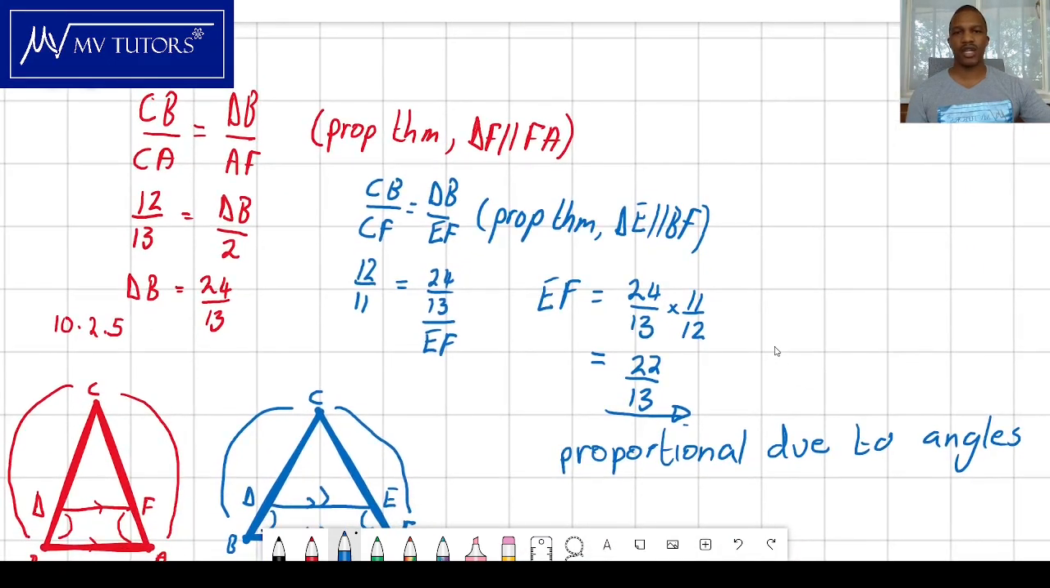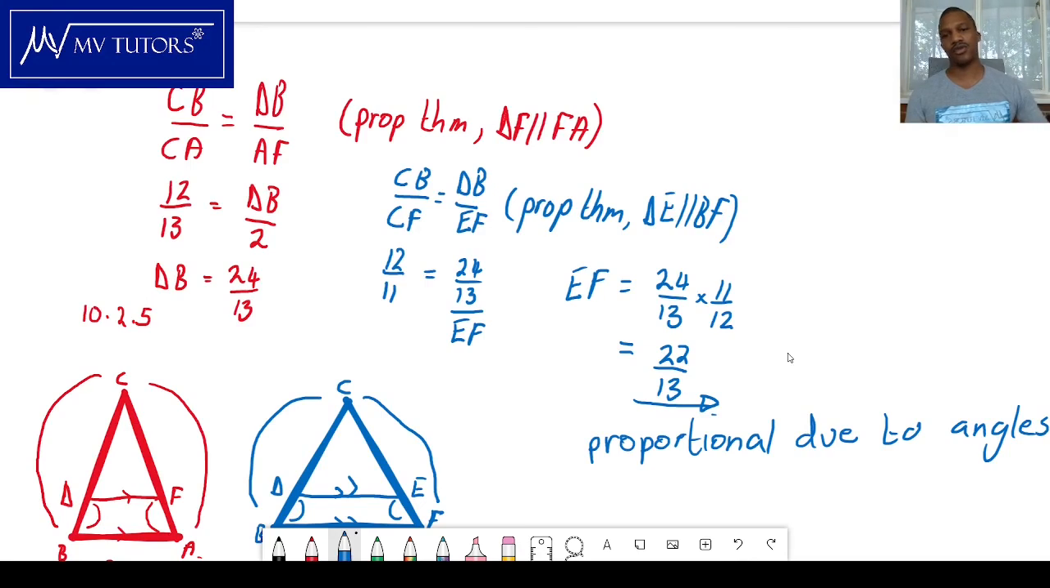It took a lot of work to answer this question, but basically we used proportional theorem, and I hope you understood what we just did.